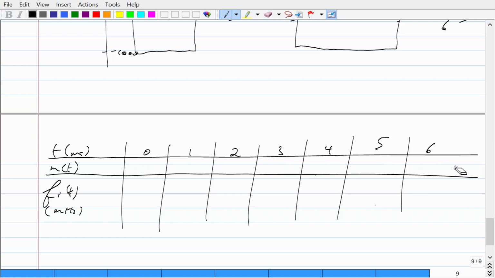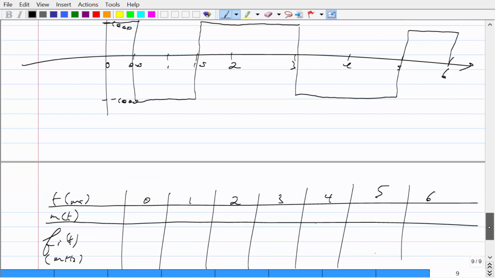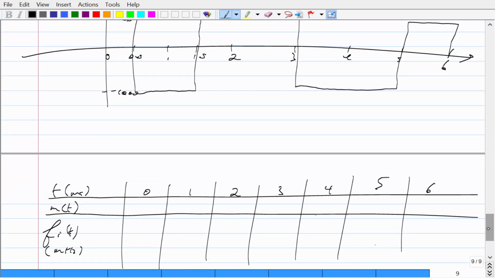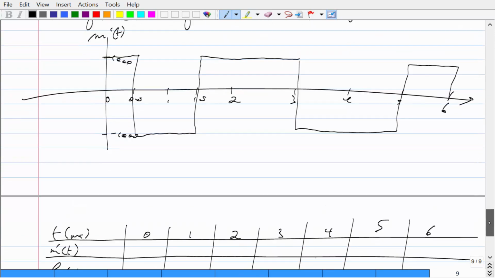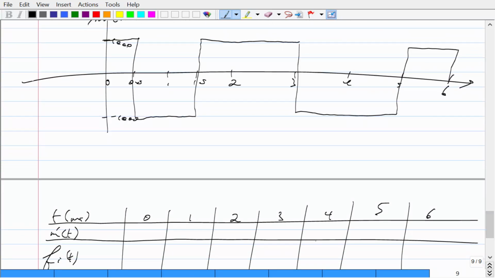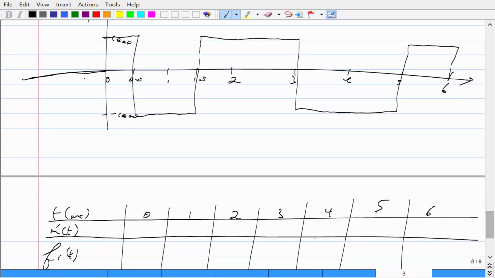So at time equal to 0, m prime of t depends on what situation you look at. If you're going from this way to this, it depends. Either situation will be fine. It depends whether you're looking from the left or the right. So this could be 0 or 1,000.